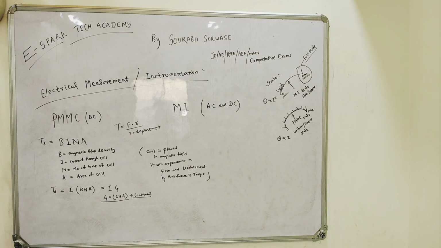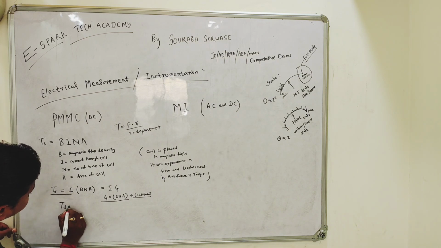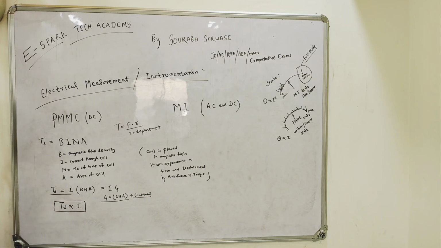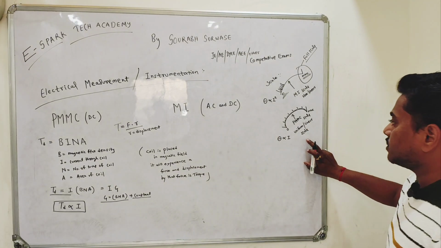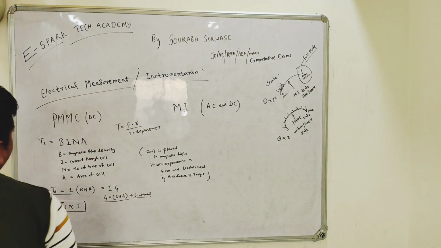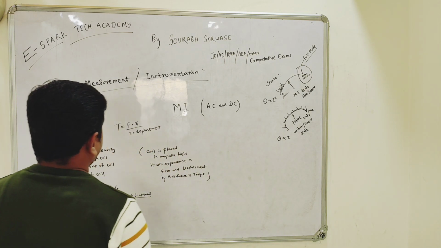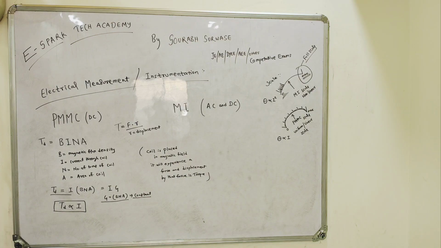Please note down this, and from here it is clear that TD, the deflecting torque, will be proportional to only current, hence its scale is uniform. The PMMC scale is uniform scale. Now in the same way, we will be deriving the deflecting torque equation in case of MI. In case of MI also. Please note it down.